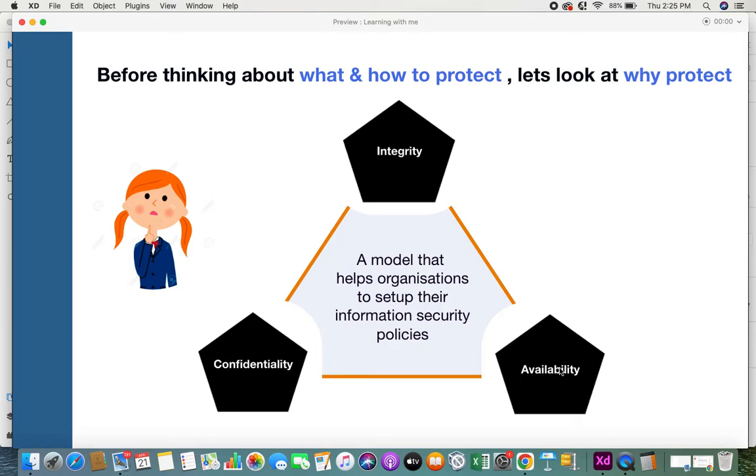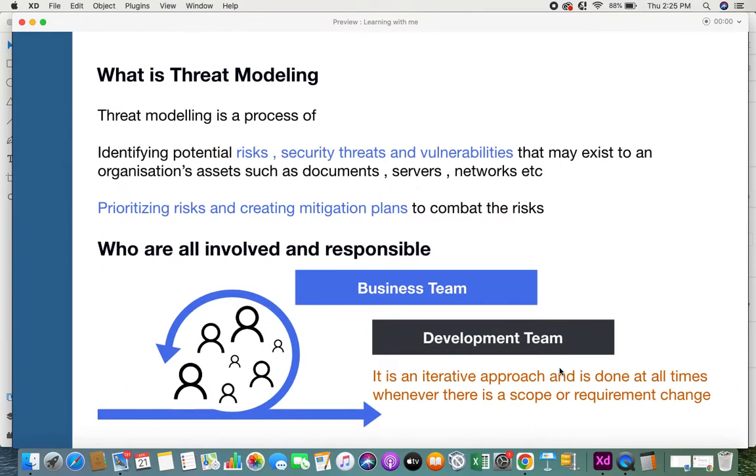Now that we know why all this is important, let us look at what will be protected and how to protect. So, what is threat modeling? Once you know why, to do the what part of it is where threat modeling comes into the picture. Threat modeling is a process of identifying potential risks, security threats, and vulnerabilities that may exist to an organization's assets, such as documents, servers, networks, etc. In an organization, there are various components, and every component plays a very key and vital role for the business. So it's very important that all these components are secured so that they are not vulnerable or prone to any risks and attacks.